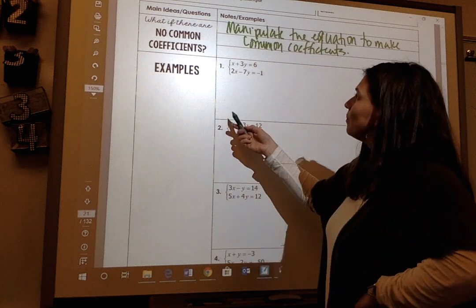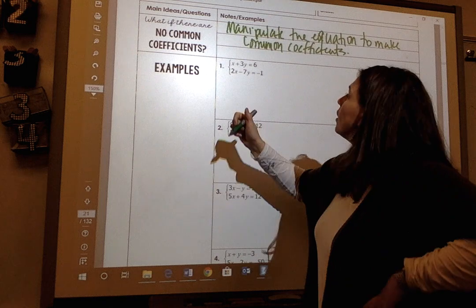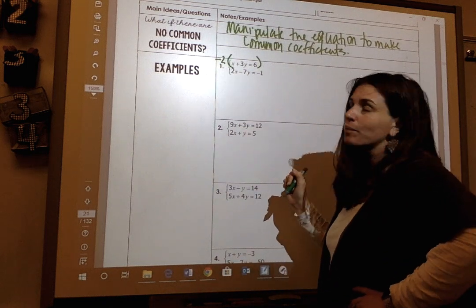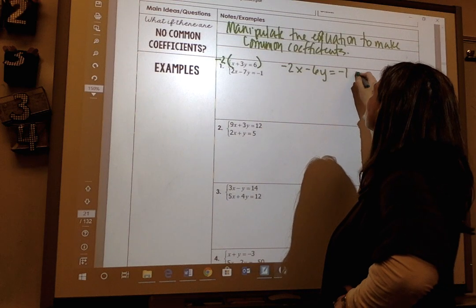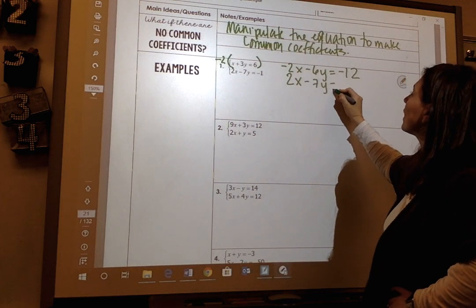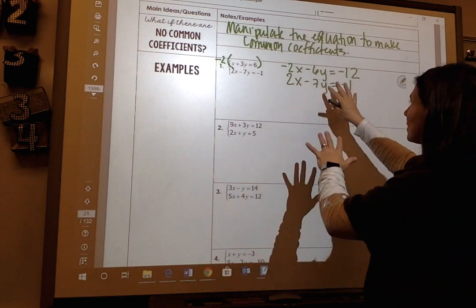So what I'm going to do is, if this is 2, I know that a negative 2 will cancel out. So watch what I'm going to do. I'm going to multiply this whole top term by negative 2. And I get negative 2x minus 6y equals negative 12. And I keep my bottom one of 2x minus 7y equals negative 1. Now my 2's can cancel out, okay? And I'm going to save that right there.